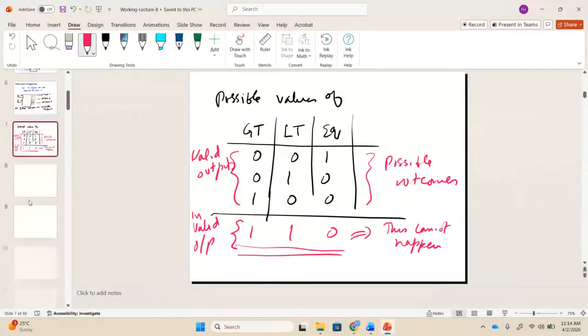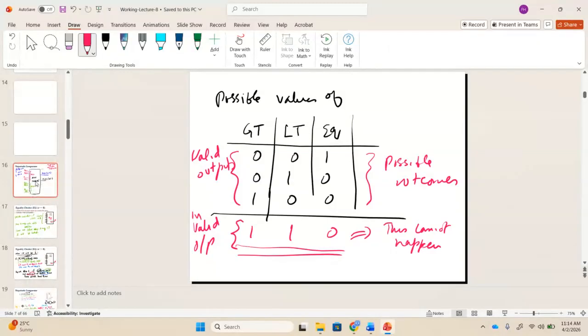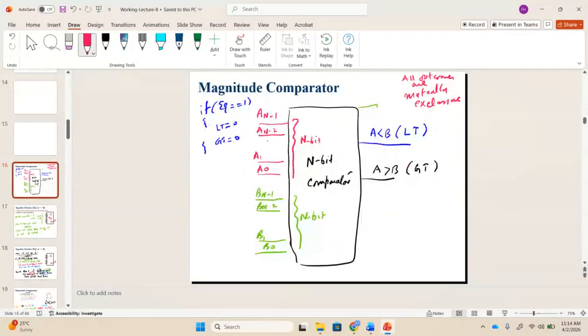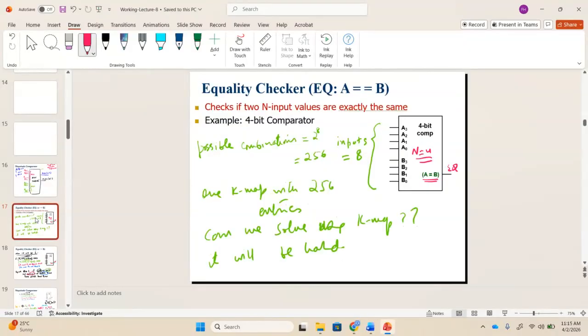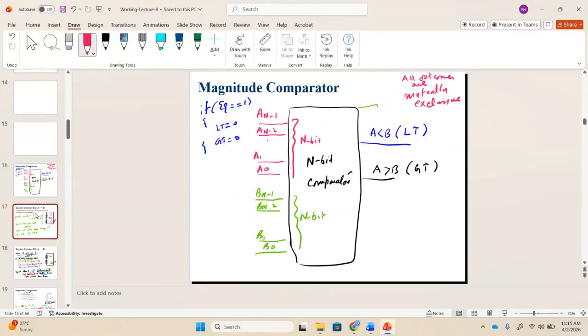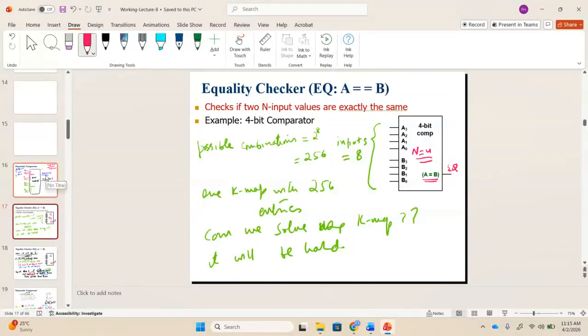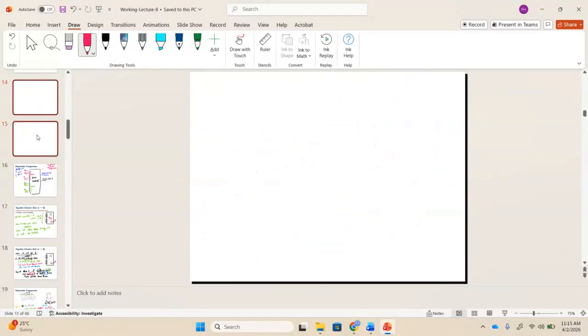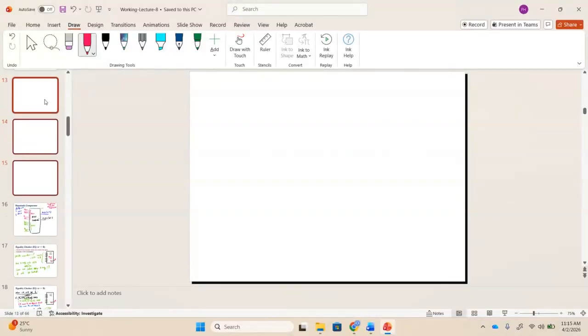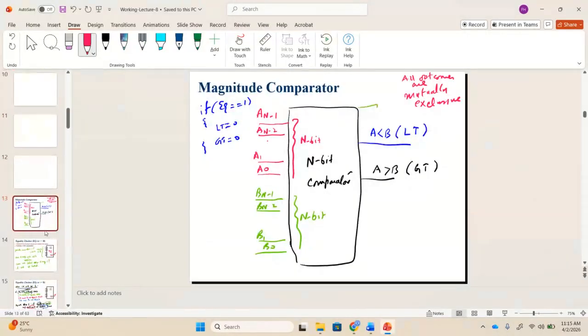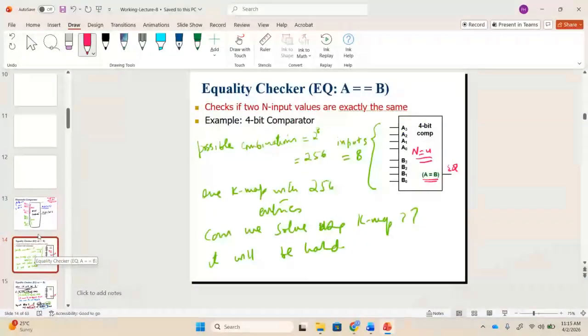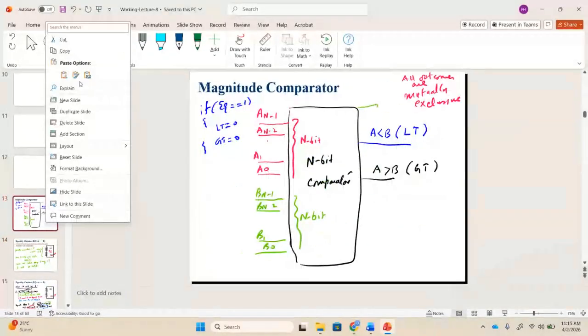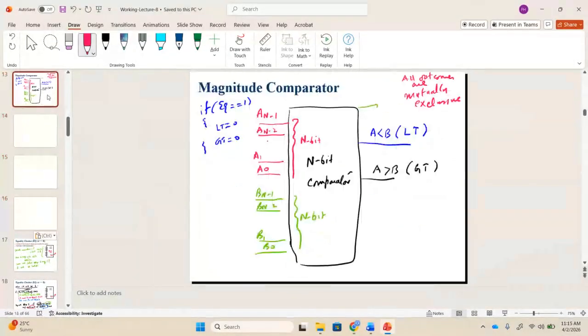Okay, now what are we going to do? What we want to do is design this thing. All these outcomes are mutually exclusive. Now let's assume we want to have the equality checker. What is an equality checker? This is the example of an equality checker, and this is my inequality checker.